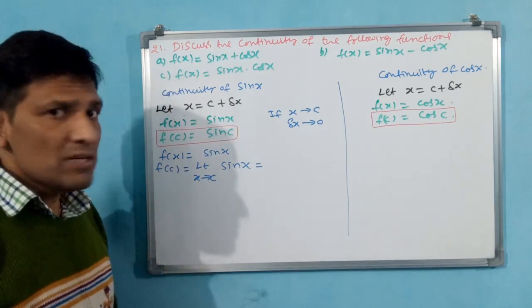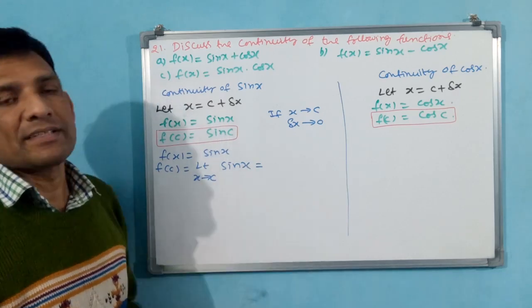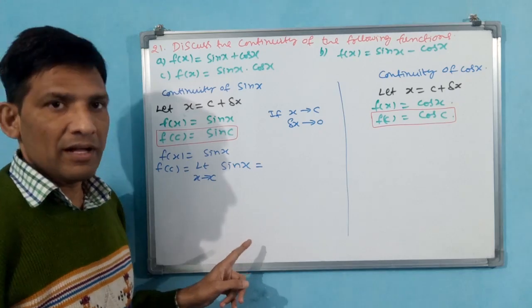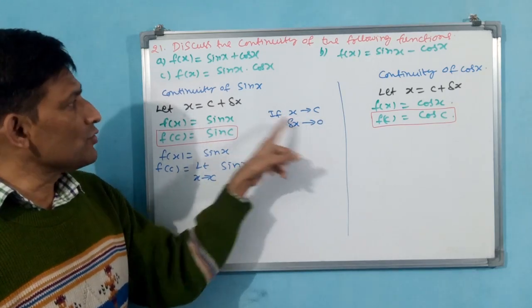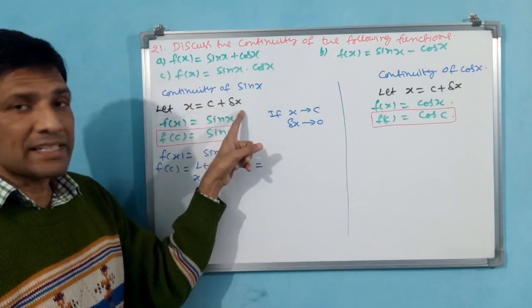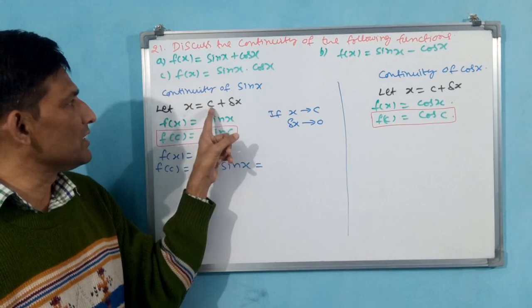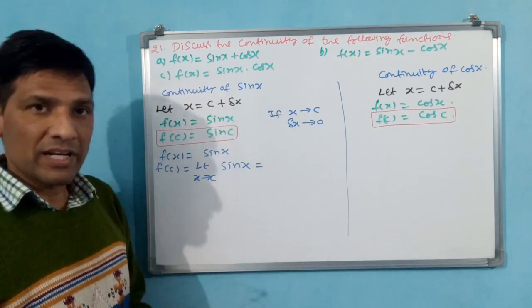Why c we have taken? c we have to take any one constant. Because in generalized form you cannot write where is this continuity, at one point. That point is c. If x tends to c, delta x tends to 0. Why? x is equal to c plus delta x we have taken. If delta x is 0, automatically x tends to c only. x is equal to c, delta x equal to 0.